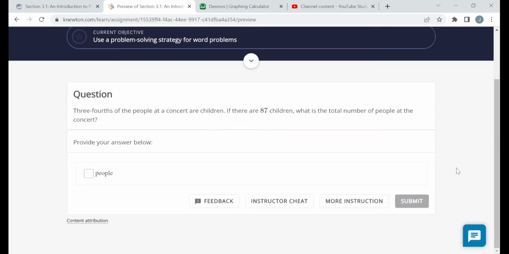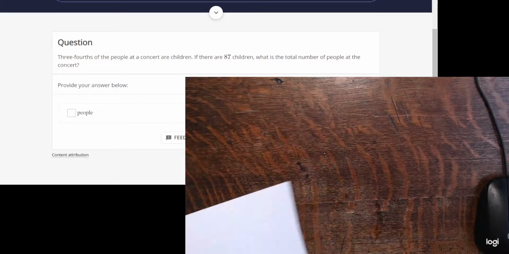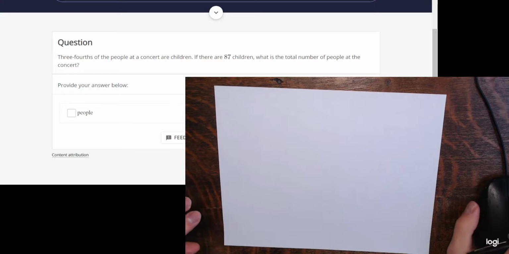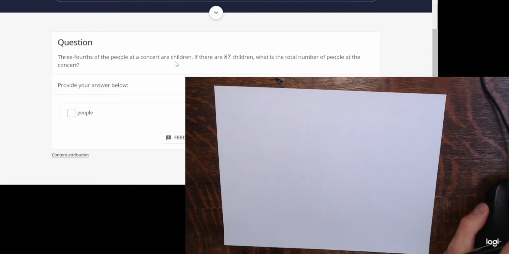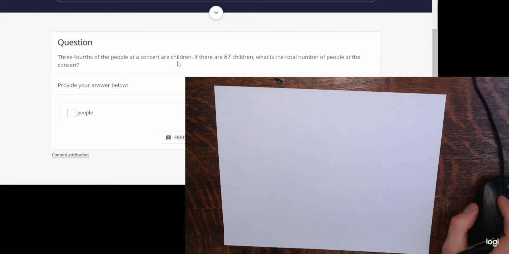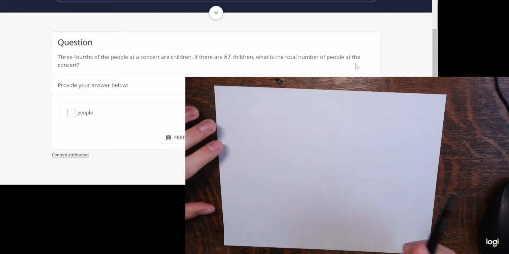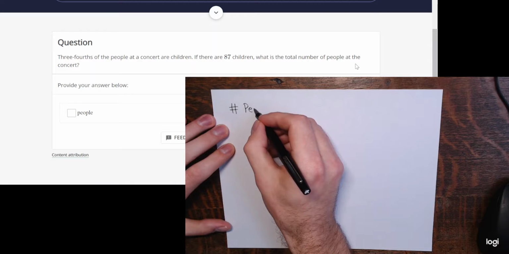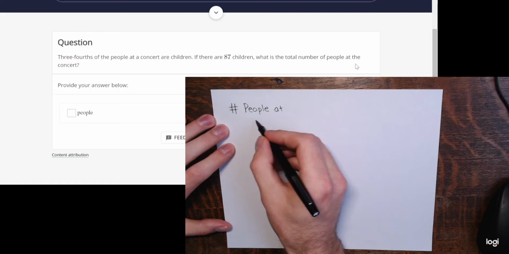Alright, so I'll leave this up. Hopefully you can see the question and my paper. So the statement is, 3/4 of the people at a concert are children. There's a sentence that'll be translated into an equation. And there are 87 children. What is the total number of people at the concert, right? So the number of people at this concert is what is being asked for. Number of people at concert.